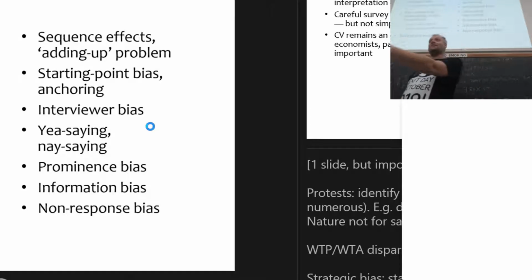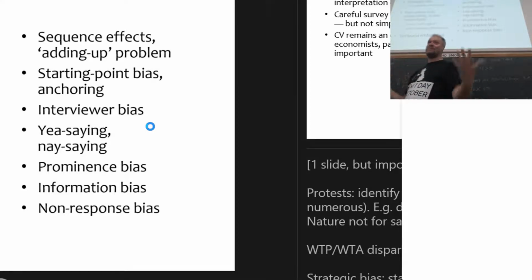Alternatively, you may start the interview by telling a story about the blue-cheeked monkey and how it's a poor animal that is being threatened to the point of extinction by evil loggers and so on and so forth. You provide a lot of information and you create sympathy for the animal, and then all of a sudden, because of the story that you just told, people's values go up, or at least their stated values go up, right? So that is a problem, right?